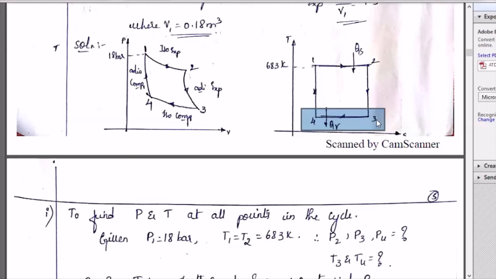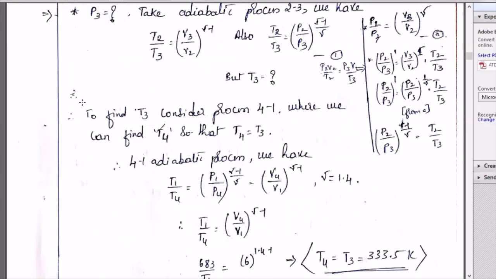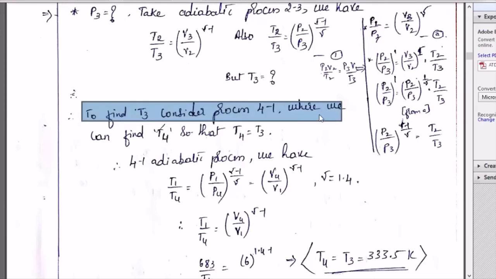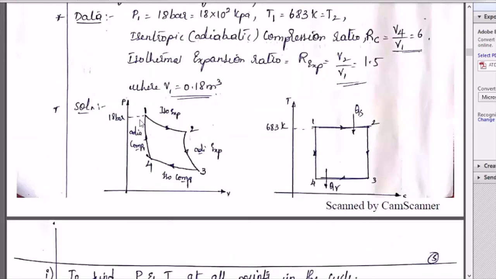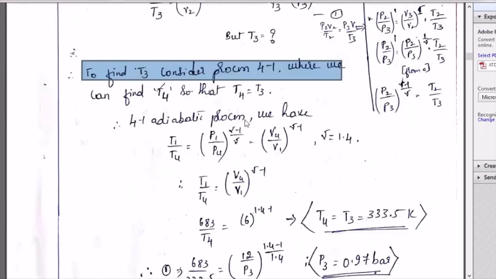Now as T3 is equal to T4, I can also go for the 4 to 1 process. That's what they have written. So to find out T3, they go for the 4 to 1 process. You may ask why we are not using the 3 to 4 process, why are you using 4 to 1? Because T3 is also nothing but T4. So that's why I can use the 4 to 1 process.